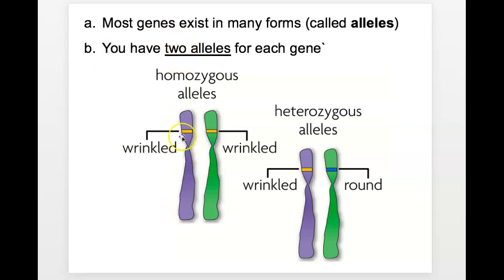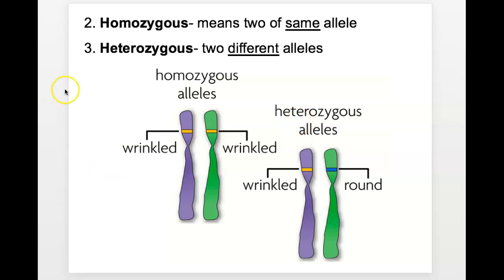So here is one allele. Okay, we call this homozygous because they are both wrinkled. So we have two alleles for each gene. So here, this one is heterozygous because one allele is wrinkled and the other is round. So this one is heterozygous simply because it is different.